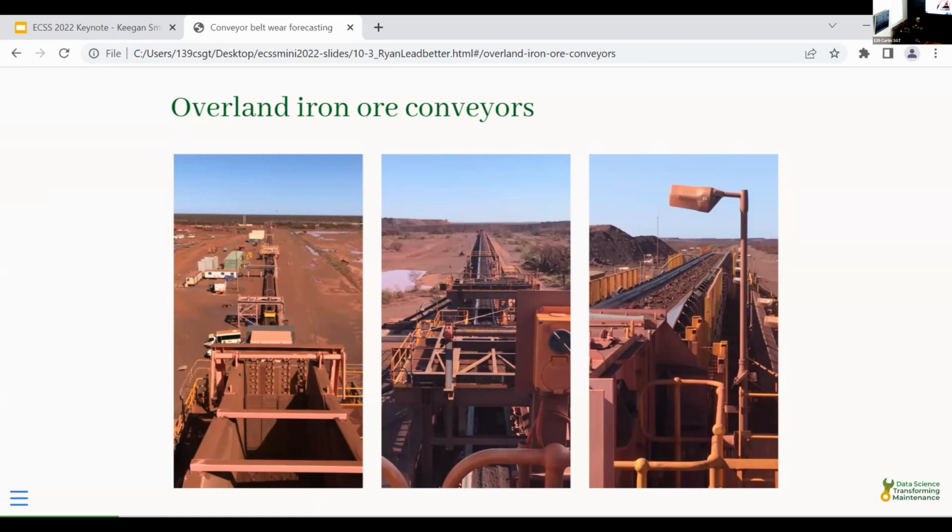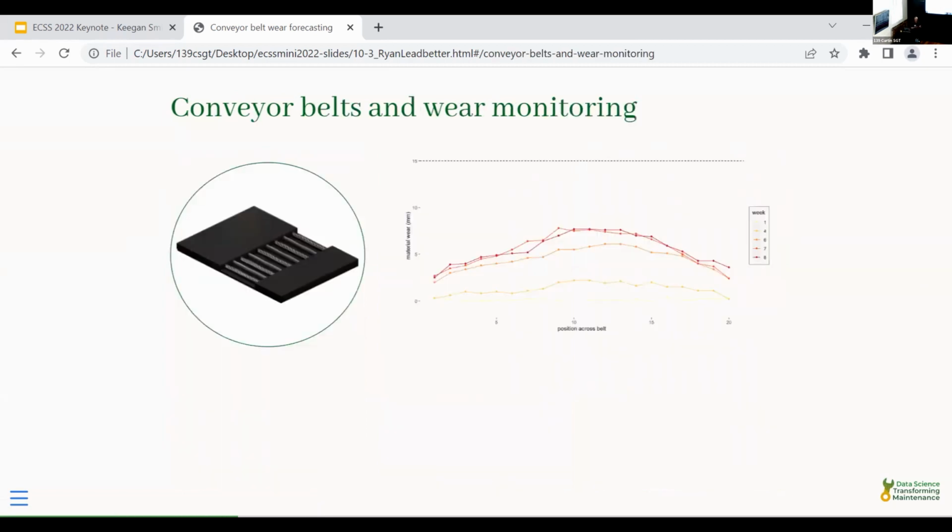And one of the biggest and most critical components on the conveyor that can fail is the actual belt itself. So the structural integrity of the belt comes from the carcass, which is made up of steel cords. And this carcass, to protect it, is sandwiched between 2 layers of rubber. And then just over time, the top layer of rubber that comes into contact with the ore slowly wears away.